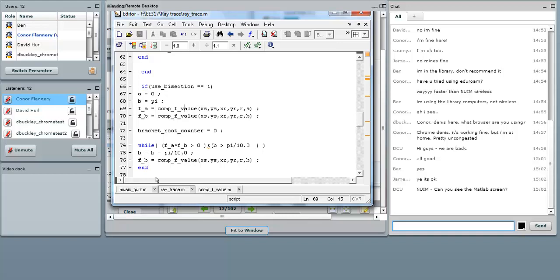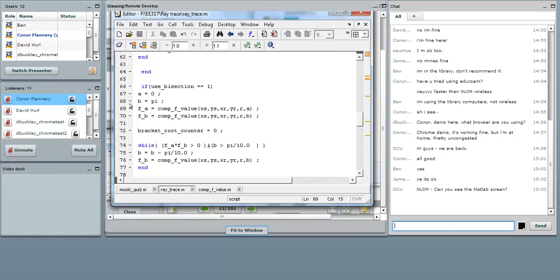And what we do is we take B, B was pi, come back over a little bit. We take away pi over 10. We get a new value for B, and we work out a new value of F of B. And then we check whether FA times FB is negative now. If it's not negative, we haven't bracketed the root, and we keep on going. We keep on going until we find the value of B such that FA FB is negative. That means there's a root between A and B.